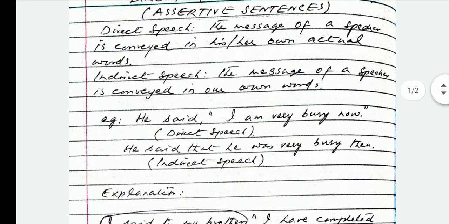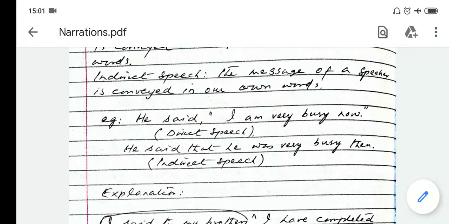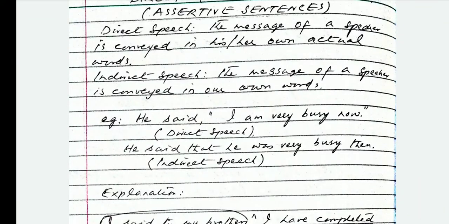The example of a direct speech is this: he said, comma inverted commas begin, I am very busy now. This is a direct speech because we are quoting the exact words of that person who was busy. जिसने कहा ना, he said कि मैं बहुत मसरूफ़ हूँ, तो we are quoting the same words. He said, comma inverted commas begin, I am very busy now.